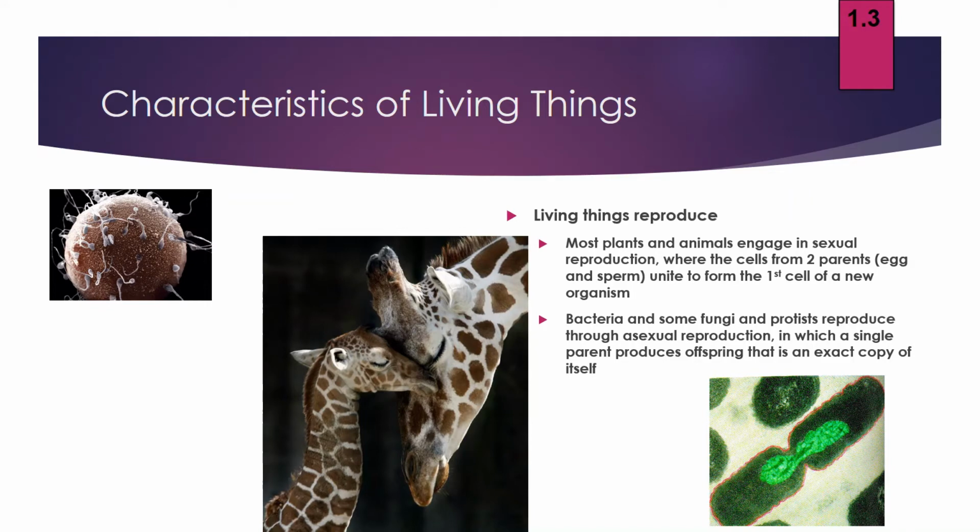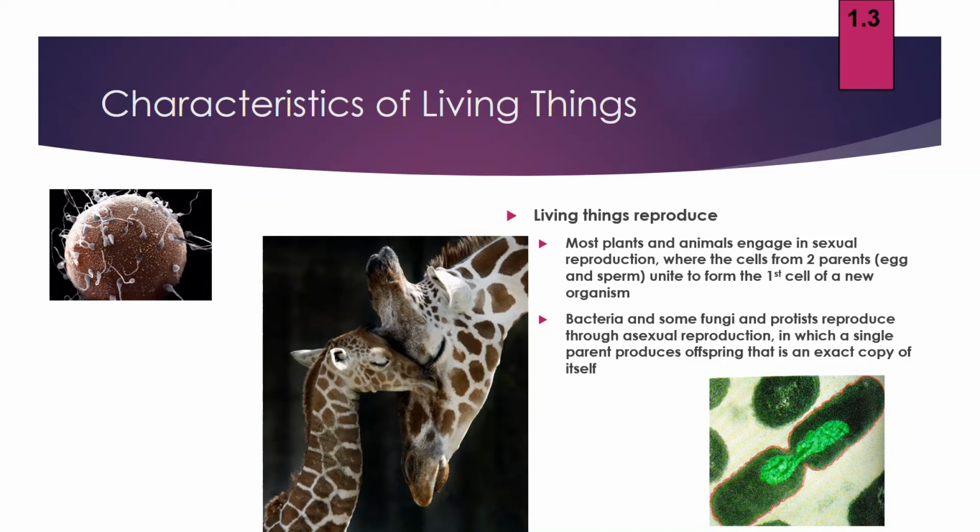Living things also reproduce. They make copies of themselves. They create the next generation. Now, most plants and animals engage in sexual reproduction, where there's a mom and a dad, and those two parents provide the sperm and the egg, or half of the genetic material, to form a new zygote. And of course, then that zygote will grow and develop.